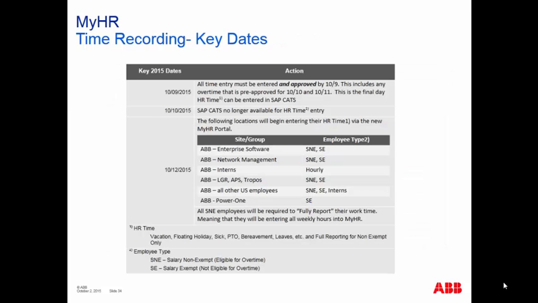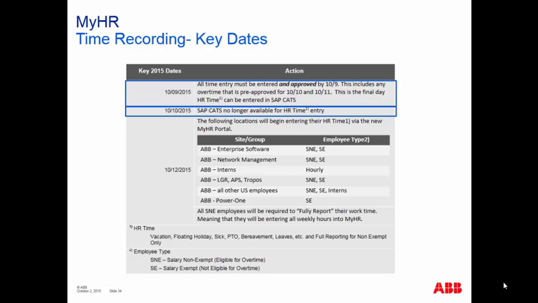Here are a list of key dates. All time entry must be approved and entered in by October the 9th. This includes any overtime that is pre-approved for October 10th and October 11th. This is the final day that HR time can be entered into SAP CATS. HR time being vacation, floating holidays, sick time, paid time off, bereavement, leaves, etc., and full reporting for non-exempt employees only. SAP CATS is no longer available for HR time entry as of October 10th.